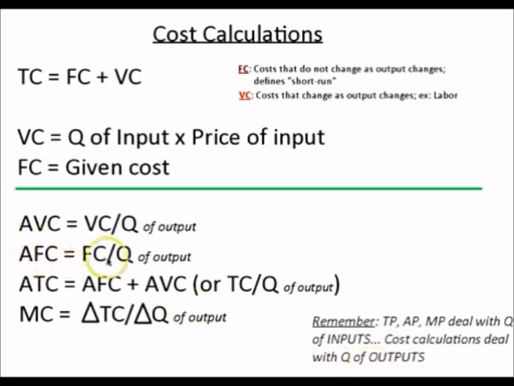The average fixed cost is a fixed cost divided by the quantity of output. Average total cost is average fixed cost plus average variable cost, or you could do total cost divided by quantity of output. Marginal cost is the change in total cost over the change in the quantity of output. Those are your math formulas. So let's go on and look at some numbers and plug these bad boys in.